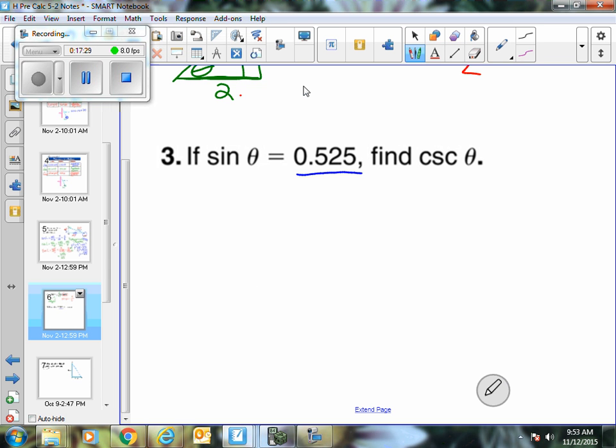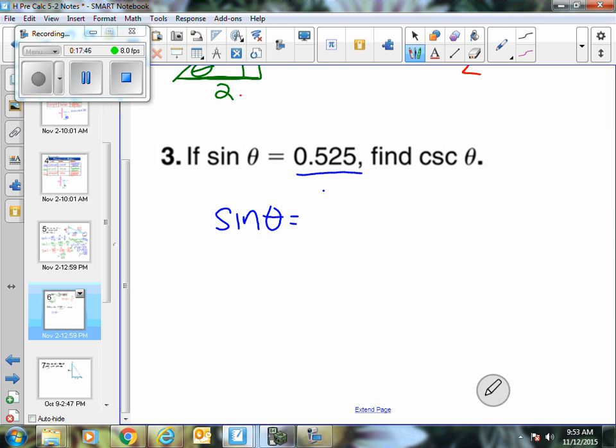Okay, now this is a little bit trickier. Remember we said these ratios should be ratios of two sides in a triangle. That doesn't look like a ratio to me. It's a decimal. But is there a way that we can make it a ratio? Can you change decimals into fractions? Sure. Let's just write what that would be equal to.